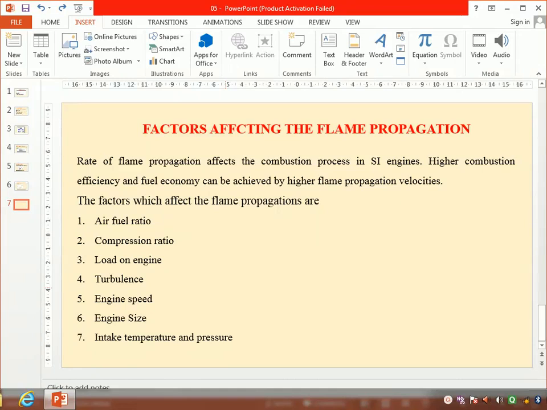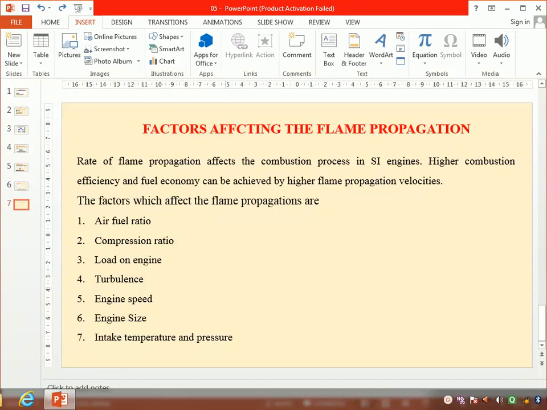The fourth one is turbulence. Turbulence plays an important role in combustion, to get a better flame. The flame speed is directly proportional to the turbulence. So what happens if the turbulence is more? It is going to mix the mixture rapidly.